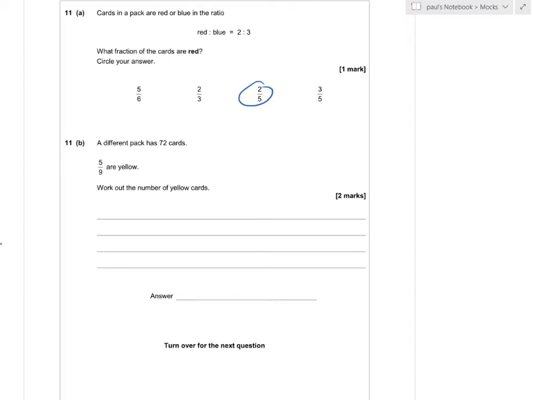In a different pack, 72 cards, 5/9 are yellow. Work out the number of yellow cards. So we've got 72 times 5/9. So 72 times 5 is 360. So we've got 360 divided by 9. And 4 9s are 36, and so that will be 40 out of 72.